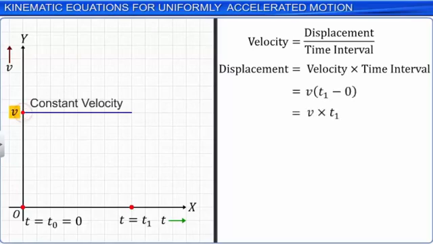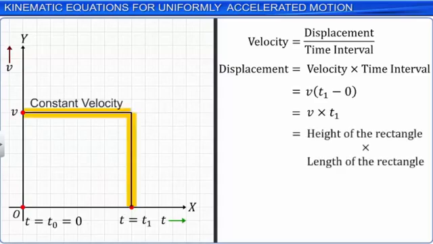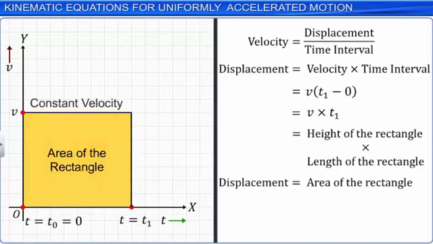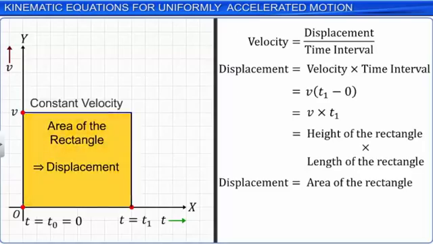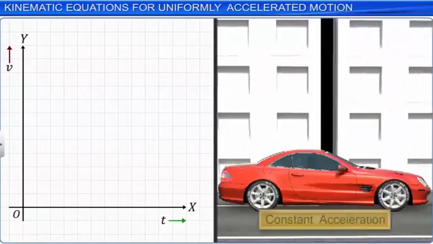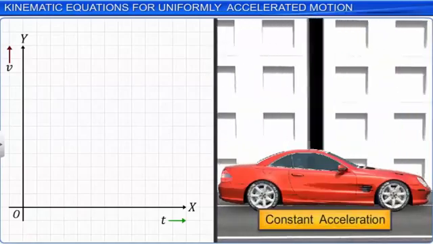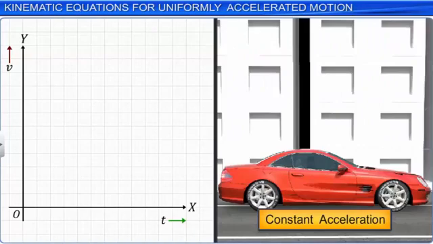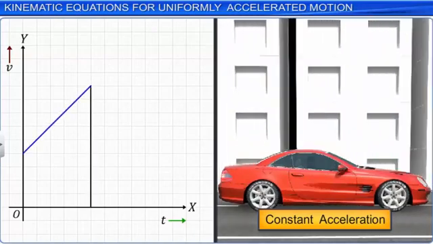This is nothing but the product of the height and the length of the rectangle formed when a line is dropped perpendicular to the x-axis. That is, the area of the rectangle. The area under the line up to the x-axis indicates the displacement of the body. The same concept applies to bodies moving with a constant acceleration. In this case, the Vt graph will be an inclined line, and the area under this inclined line up to the x-axis represents the displacement.